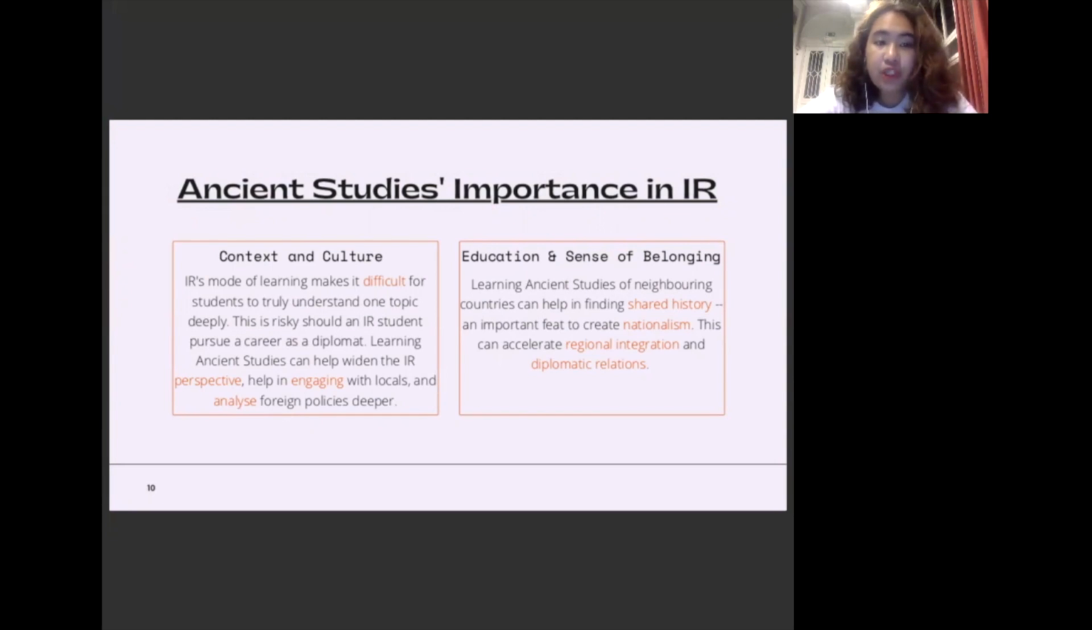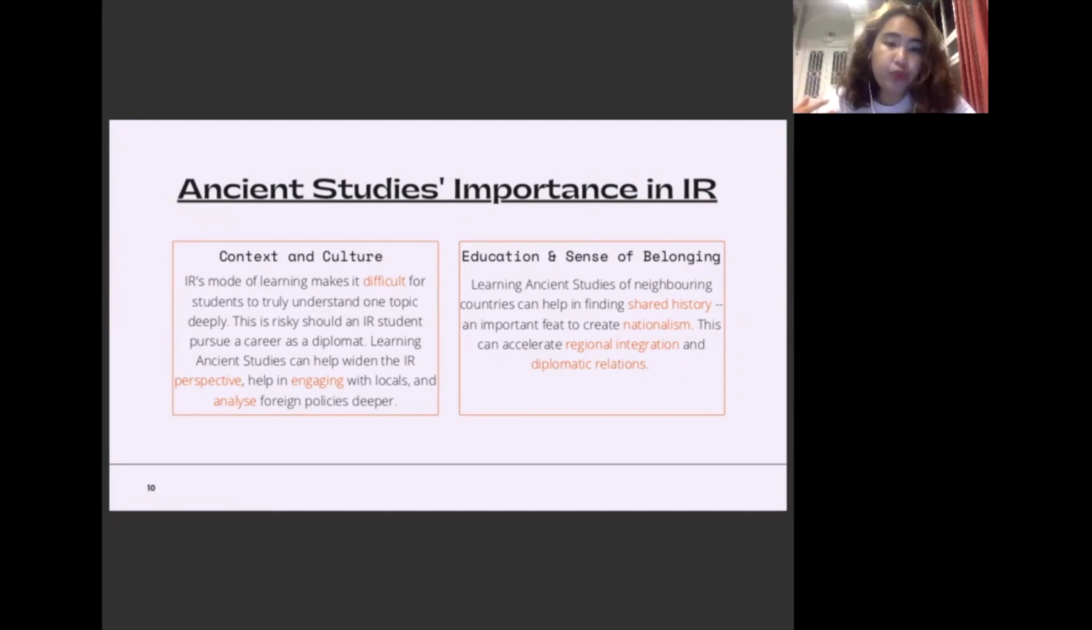Ancient studies contribute to the learning of a country's cultural and societal context. This comes from the regional aspect of transnational studies, where IR scholars learn about the people, culture, and overall society of a certain region. To properly learn about a particular region, one must also understand the historical context and cultural values that are already ingrained within the society.